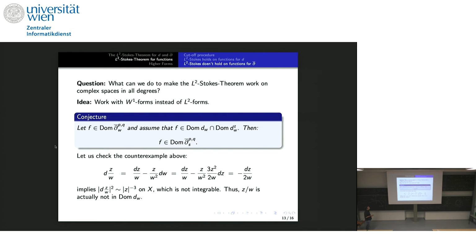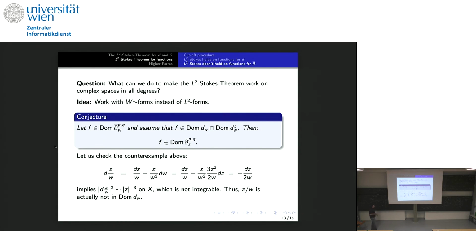In the L2 norm, so dc, we have like 1. This is fine. But w squared is like c3. And c3 is not integrable over the complex line. So the counterexample is not in W1. The d-bar of it is 0, which is L2, but the delta of it is not square integrable anymore. But if you consider functions which have a delta of it square integrable, then the cutoff procedure would work.